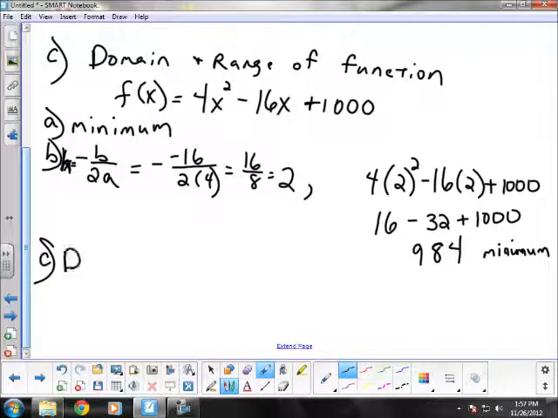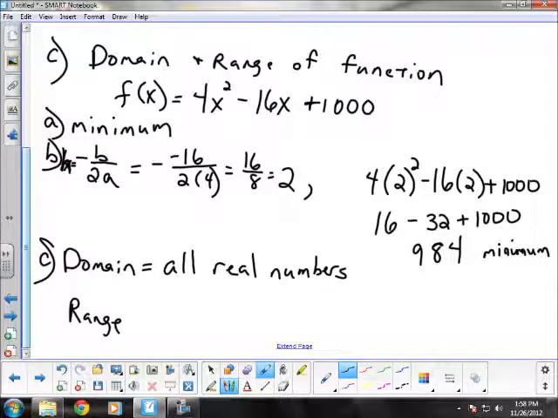Now, part C. Talk to me about the domain and the range. Think about what it is. It's a parabola. Got this minimum point, and it opens up here. What's my domain? All real numbers. Excellent job. And how do we notate all real numbers in interval notation? That's what we use in this book. From negative infinity to positive infinity. Okay?